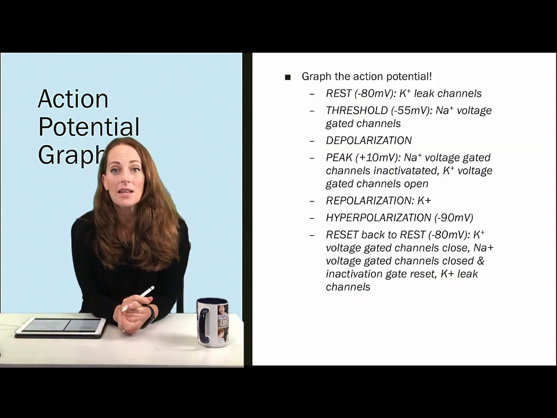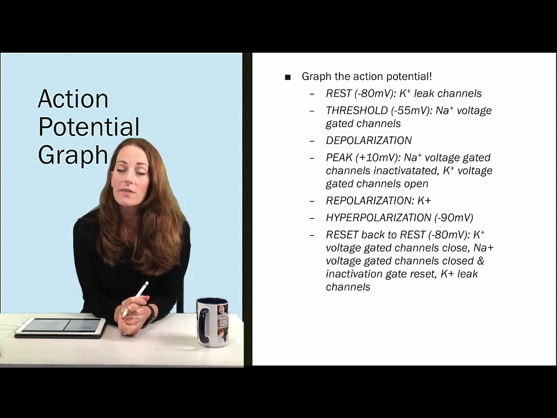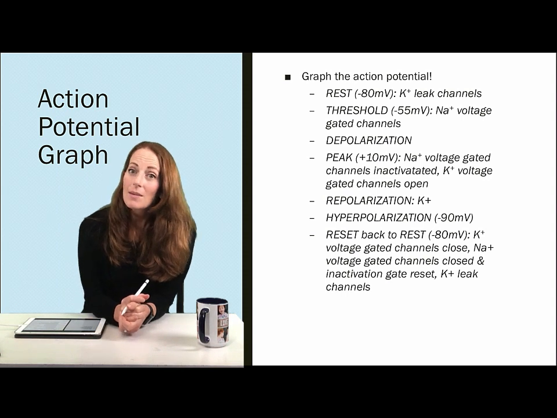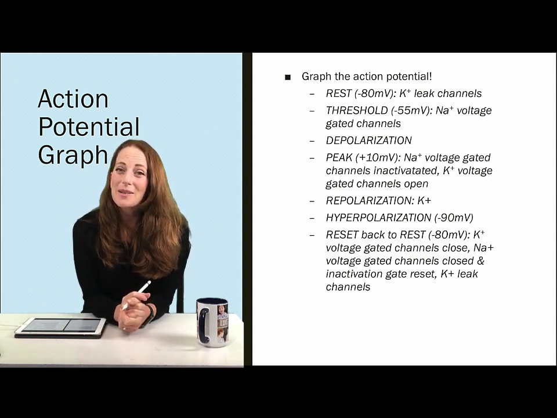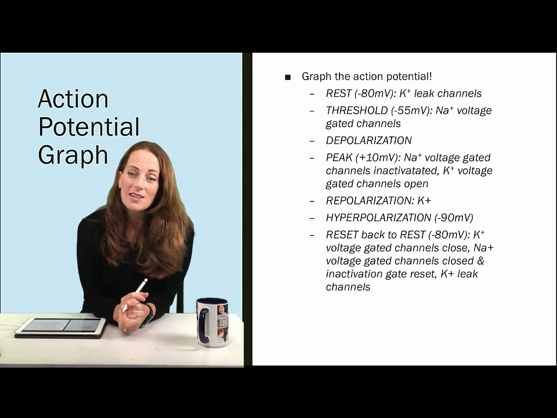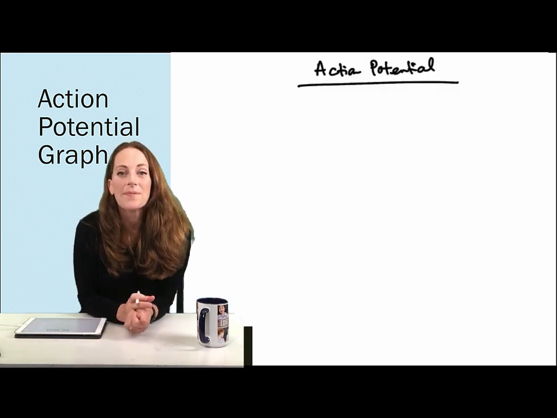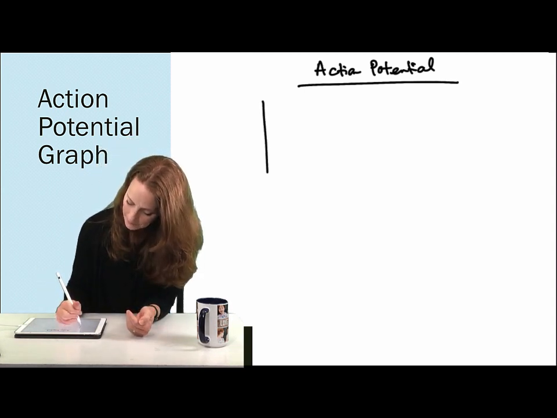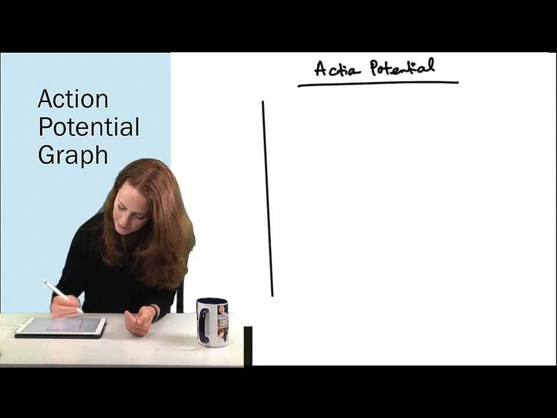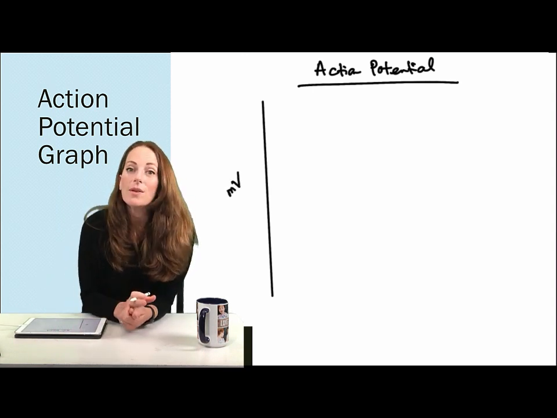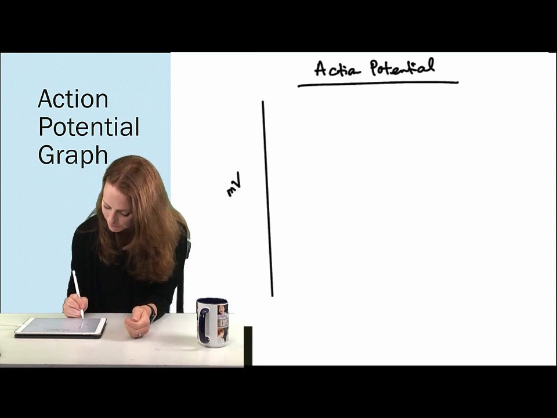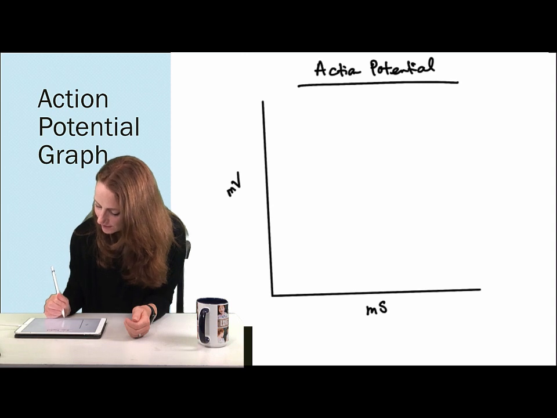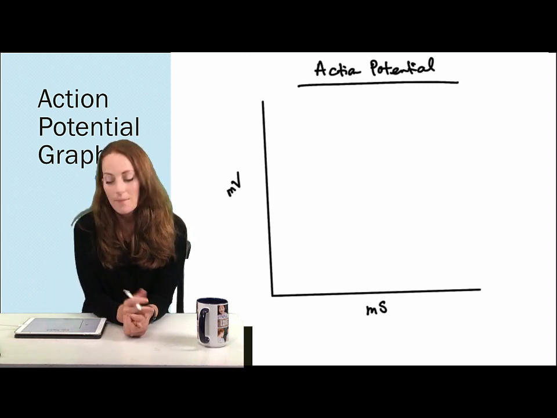We're going to take a minute to graph the action potential. If it's been a while since you've seen the action potential, we'll review the pieces here. Get a piece of paper and probably a couple of colored pens, and we'll graph the action potential together. Okay, so here's the action potential. Let's start by setting our axes. On the y-axis, we're going to have millivolts, which is our change in membrane potential. And on the x-axis, we're going to have milliseconds, our change in time.